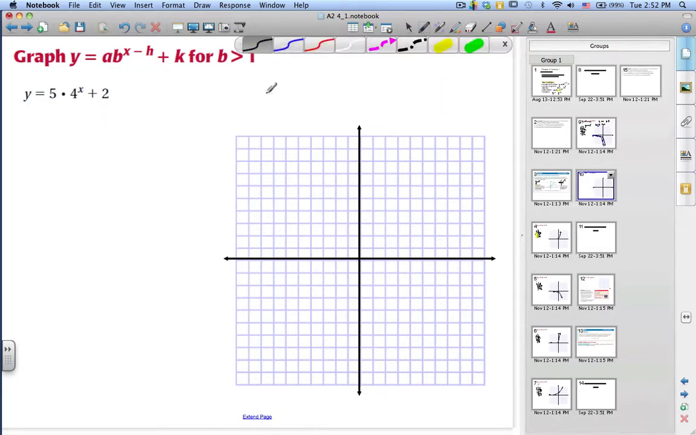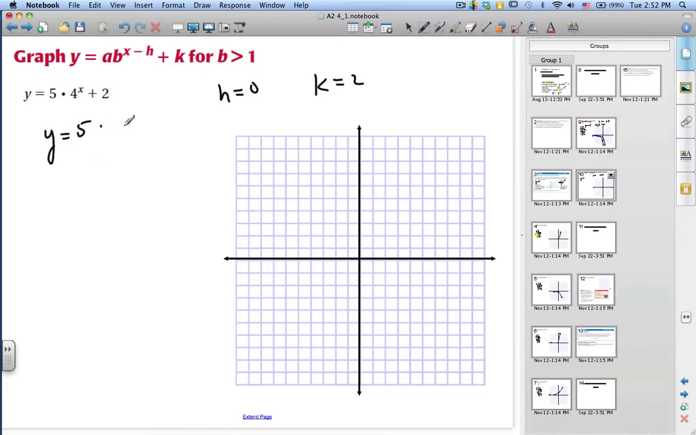Now in this particular case, I'm going to look at this. There's nothing being subtracted from x, so I know that h is equal to 0. And what's being added on at the end is 2, k is equal to 2. So now I'm going to do an input-output table with y is equal to 5 times 4 to the x power.